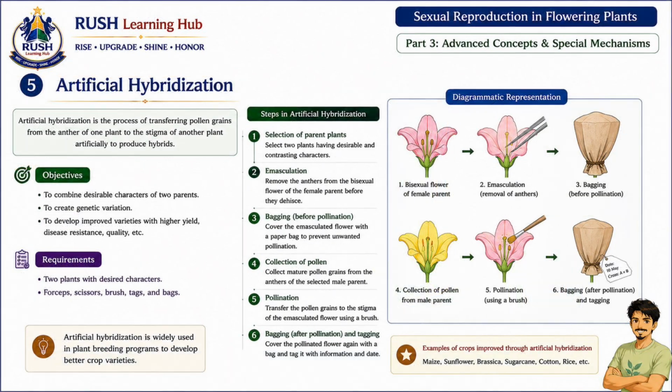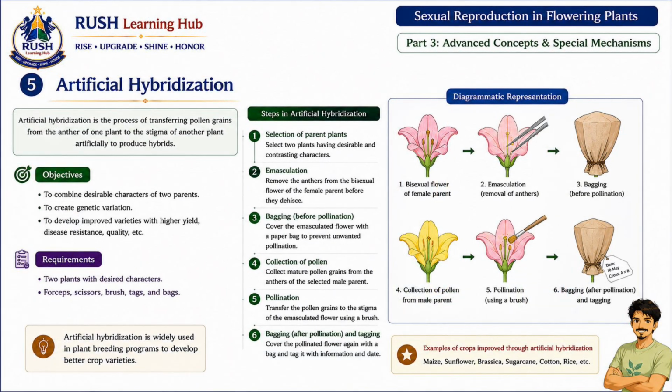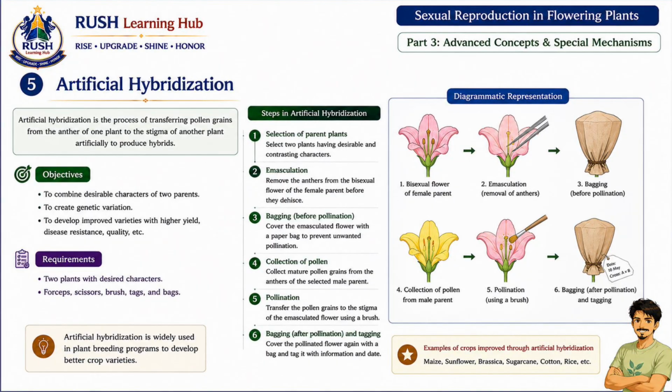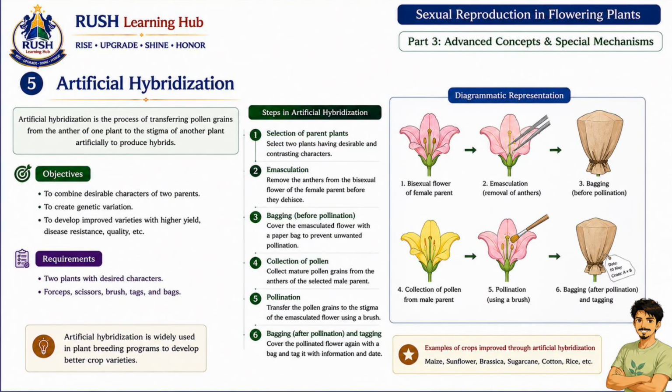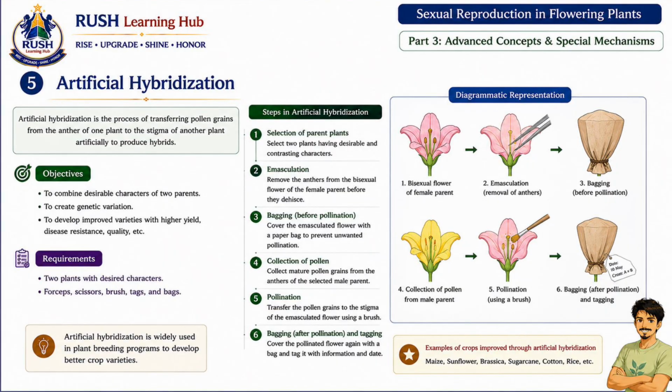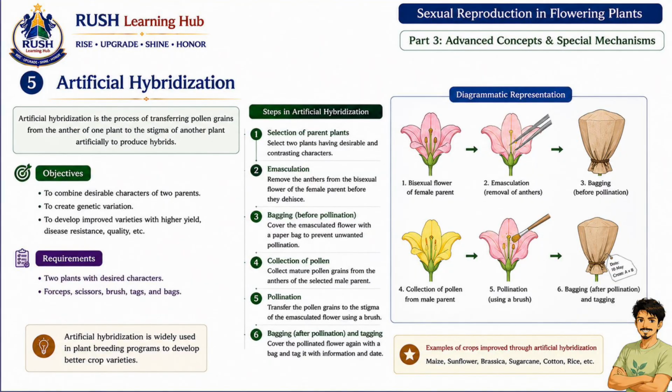Artificial hybridization, an important technique used in plant breeding. Artificial hybridization is the process by which pollen grains from a selected male parent are deliberately transferred to the stigma of a selected female parent. The aim is to combine desirable characteristics from two different plants and produce improved offspring, known as hybrids.